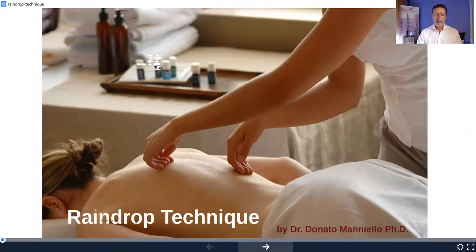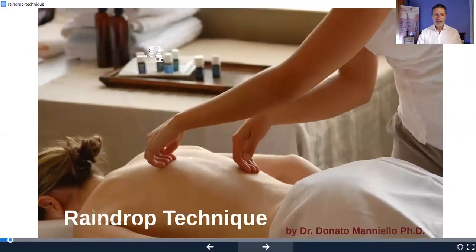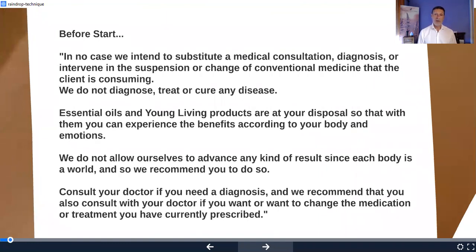Okay, so as I told you, the raindrop technique is a technique that Gary Young developed, and in no case do we intend to substitute any medical consultation, or to change any conventional medicine. No, we don't do diagnosis, we don't treat or cure any disease, okay? So we have to be clear before we start and use this essential oil, okay? So then everybody can experience the benefits according to their body and emotion, because everybody is different, okay? So you can also react differently, okay? We are talking later about this.